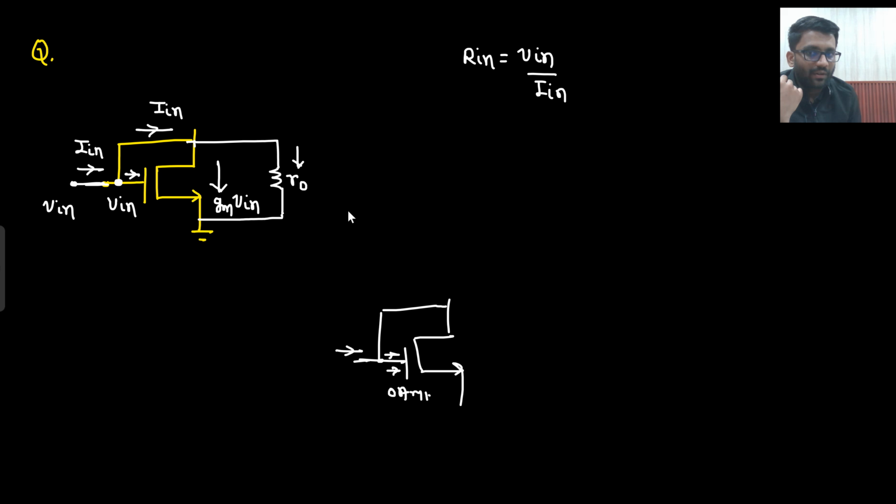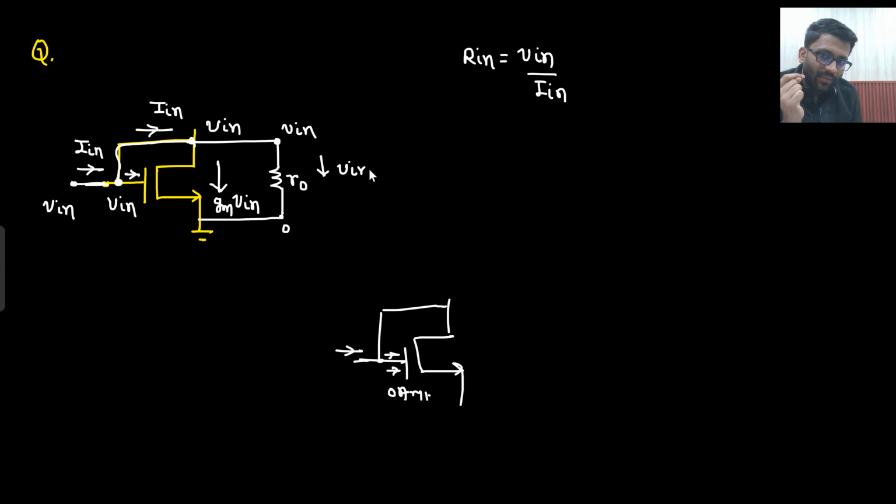The other path is to go into R naught. So what will be the current in R naught? Think about it. If this node is V in, this will also be V in. Say yes or no, V in will completely travel. So this node is also V in. If this node is V in, then this node is also V in. This node is V in, this node is ground. So what is the current here?